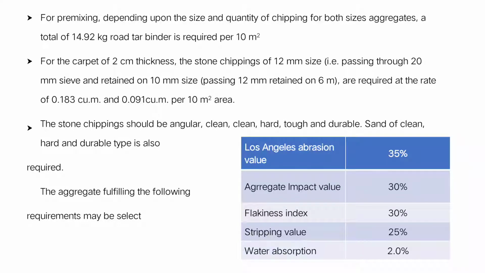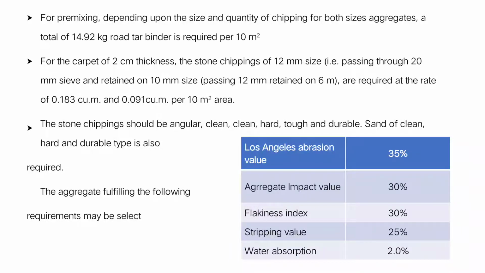For the carpet of 2 cm thickness, the road chipping of 12 mm size, that is passing through 20 mm sieves and retained on 10 mm size, are required at a rate of 0.183 cubic meter and 0.091 cubic meter per 10 square meter of area. The stone chipping should be angular, clean, hard, tough and durable. Sand of clean, hard and durable type is also required.